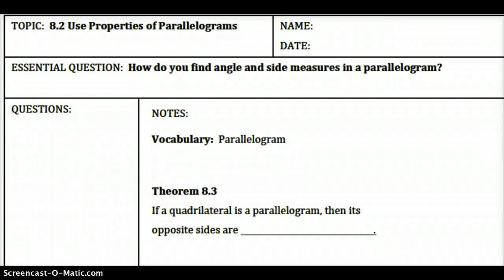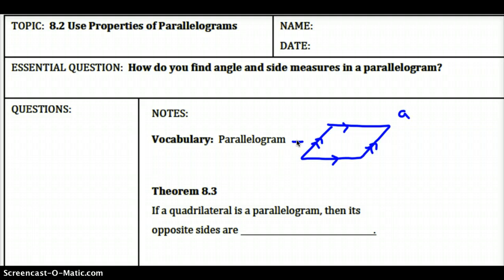Lesson 8.2, Properties of Parallelograms. First of all, what is a parallelogram? A parallelogram, as you probably can remember from a while ago, is a quadrilateral with both pairs of opposite sides parallel.